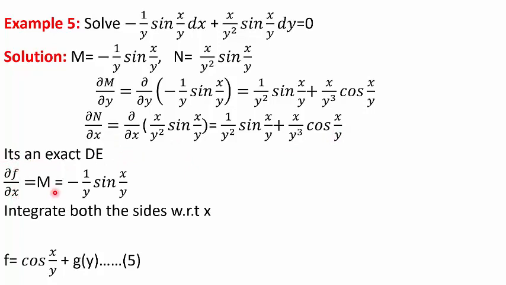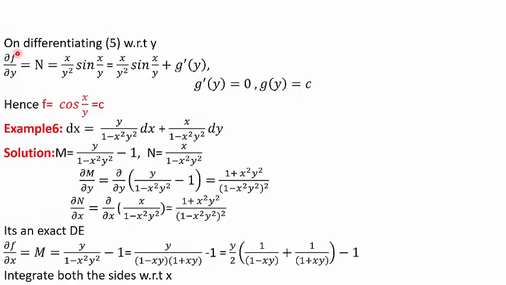Take ∂f/∂x is equal to M and integrate both the sides. f comes out to be cos(x/y) + g(y). If we find g(y), we'll get the solution. For that, we find our g(y) from ∂f/∂y is equal to N. So find the derivative ∂f/∂y, equate it to N. That again gives us g'(y) is equal to 0. On integration, g(y) comes out to be c. And we get f is equal to cos(x/y) is equal to c.